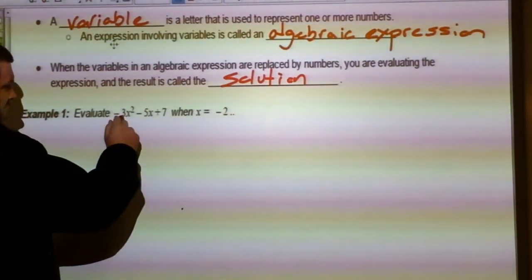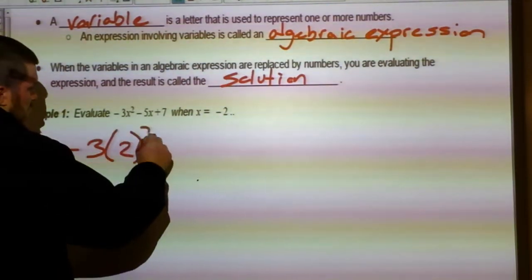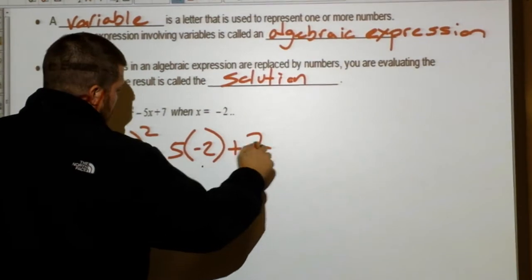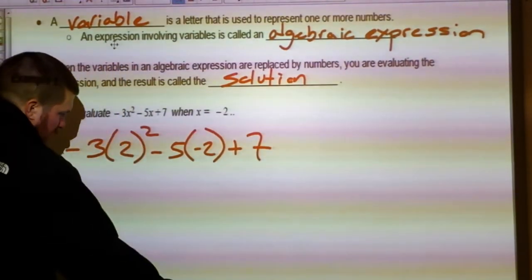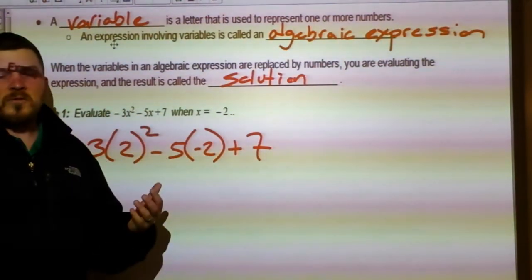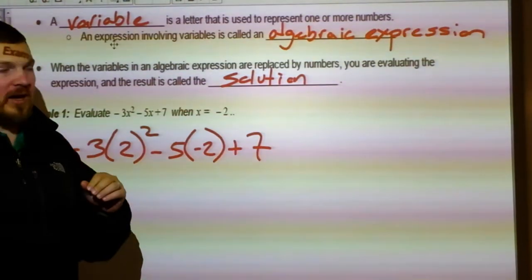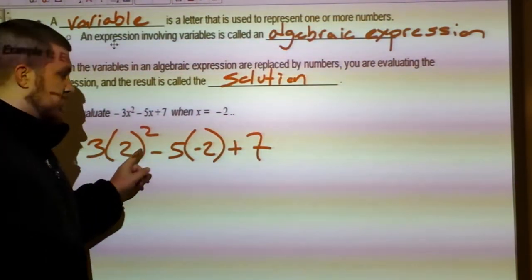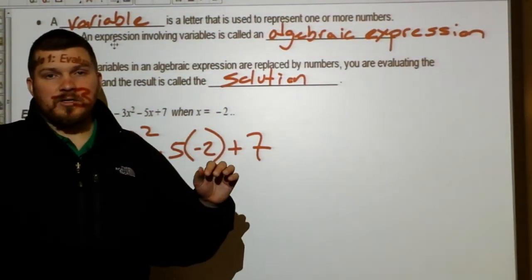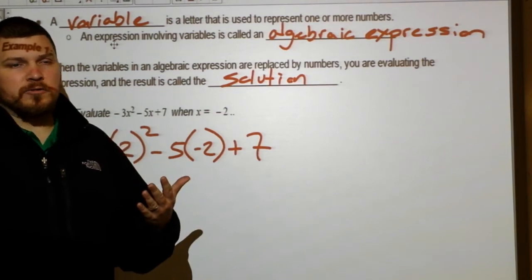So everywhere I see an x, I'm going to put in a -2. So I have -3 times (-2) squared minus 5 times -2 plus 7. Now what we want to do is use the order of operations to simplify as much as possible. I can do this in my head. Again, you might need to use a calculator. If you are using a calculator, especially a graphing calculator, you can just type this in exactly as it looks, and the calculator will do all the work for you. I'm going to do it in my head, take a few steps.